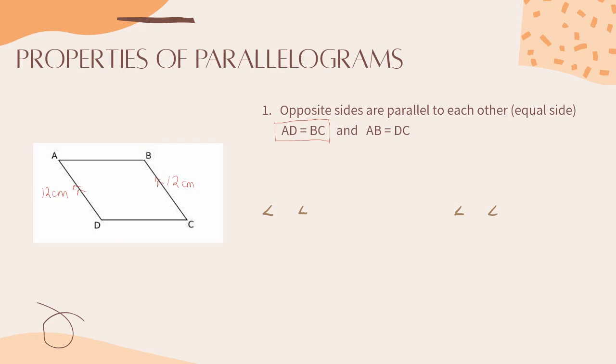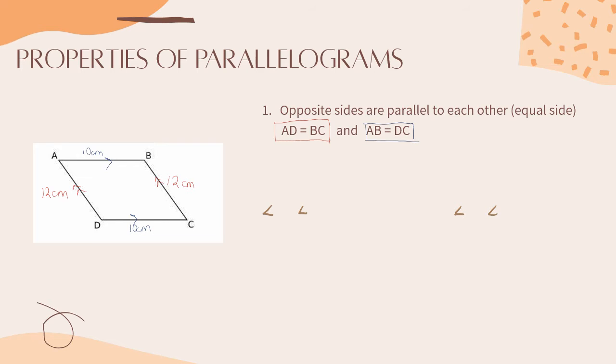Say for example, AB equals, let's say 10 centimeter. So if AB is 10 centimeter, then DC is 10 centimeter as well because AB is parallel to DC. So that is the first property of a parallelogram that you need to know.